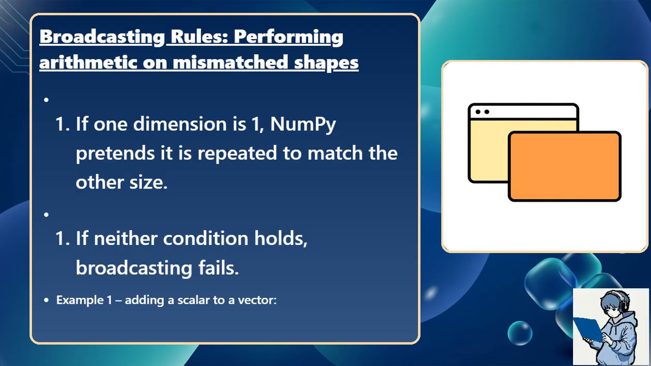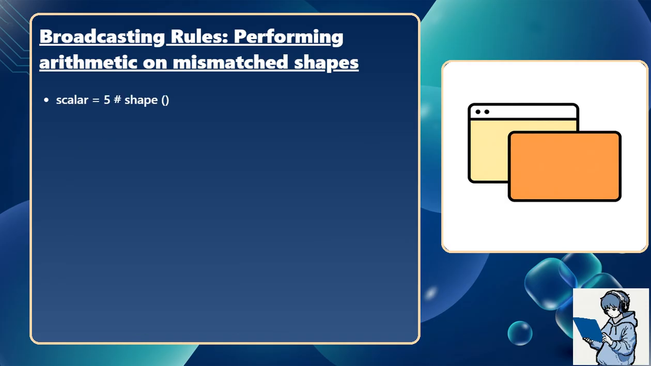Example 1. Adding a scalar to a vector. r equals np.array with elements 1, 2, 3, shape 3. scalar equals 5, shape scalar. result equals r plus scalar. NumPy treats the scalar as 1 and repeats it, resulting in 6, 7, 8.